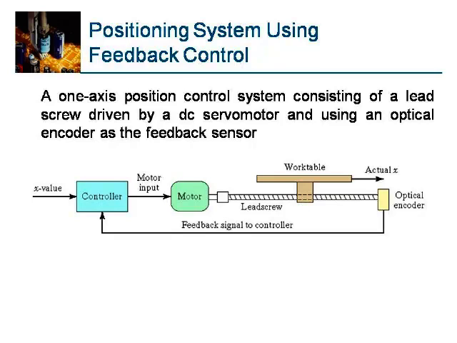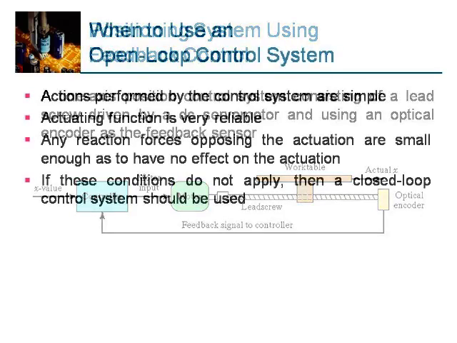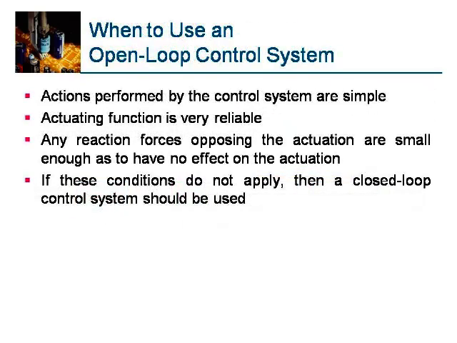When to use an open loop control system? When the actions performed by the control system are simple, the actuating function is very reliable, or any reaction forces opposing the actuation are small enough as to have no effect on the actuation. If these conditions do not apply, then a closed loop control system should be used.